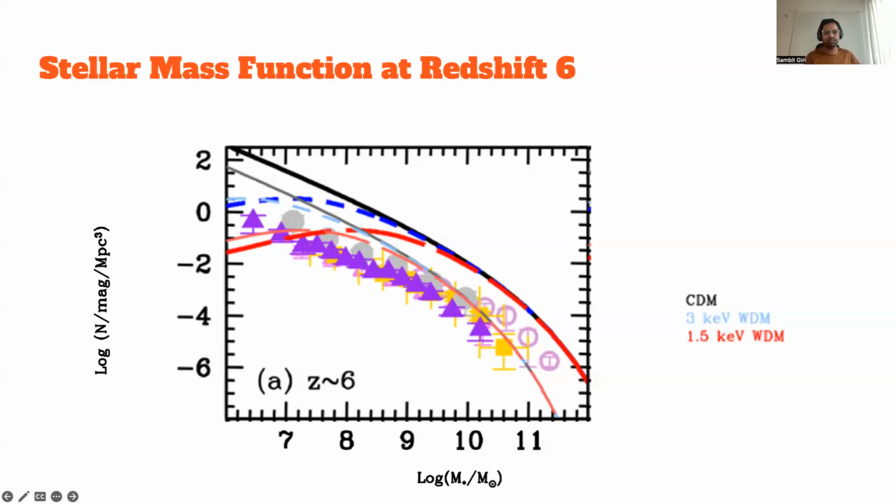For a model to be allowed, the thin lines must lie somewhere inside the data point and their corresponding thick line. In this first order comparison, we find that the 1.5 keV warm dark matter model is ruled out. However, we leave a proper statistical analysis to the future when the data will become more robust from these observations.